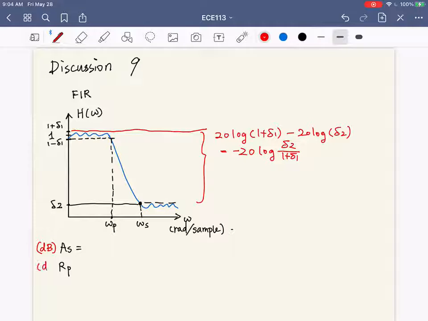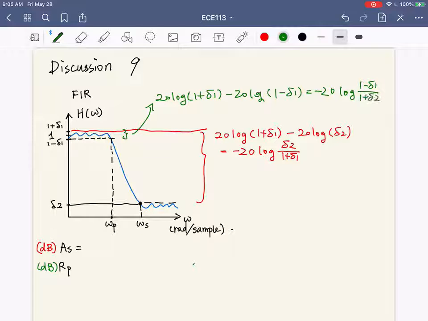And similar for RP. So the RP is basically the ripple peak to peak distance in dB, okay? And similar, 20 log of 1 plus delta 1 minus 20 log of 1 minus delta 1, okay? This will give us negative 20 log of, you see the 1 minus delta 1 is the numerator, right? Because there's a negative sign here. Cool. So we get the equations of our AS and RP, okay?